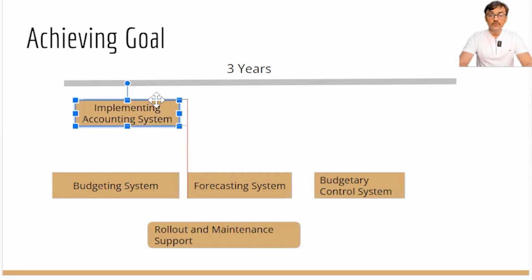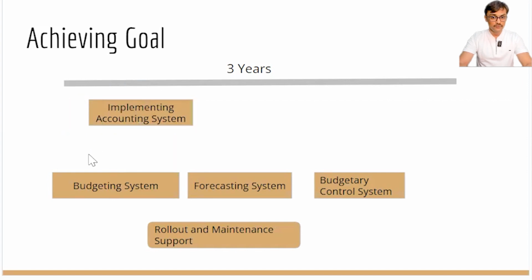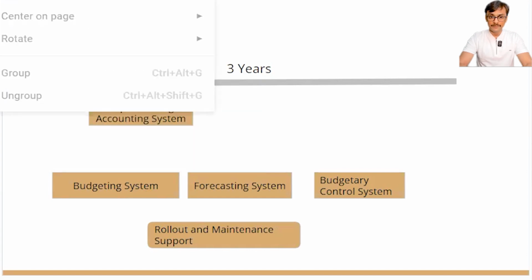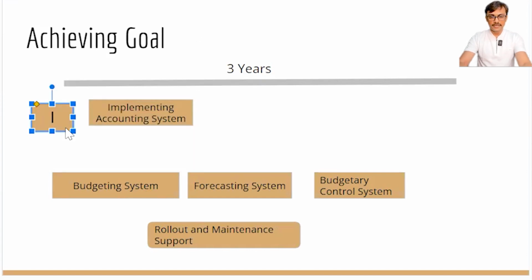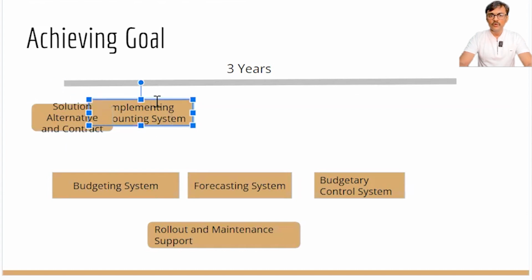But before that, we may do an evaluation activity. So we can put some program activities here. I'm adding another element here, and I can say that there will be some kind of solution, alternative, and contract analysis, which will be before this project. We will do this kind of activities. And once this is done, we will go with this particular project execution.